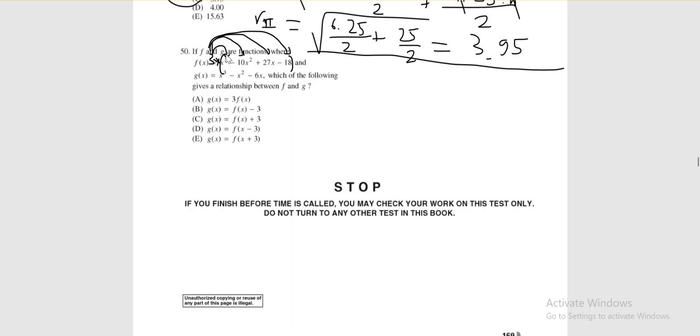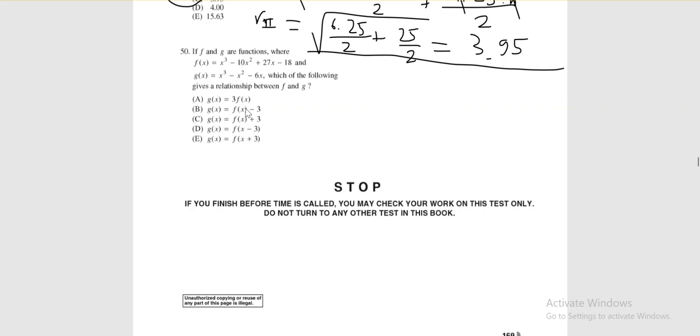For example, the coefficient of x cubed will be 3, right? Because before that it is 1, so 1 multiplied by 3 will be 3. But g of x has a coefficient of only 1 for x cubed. So A is wrong, because multiplying f of x by 3 won't give g of x.